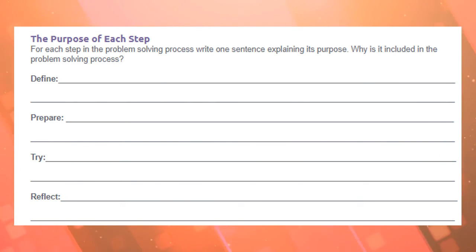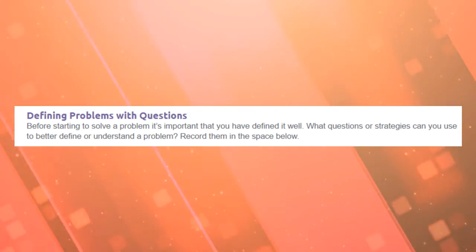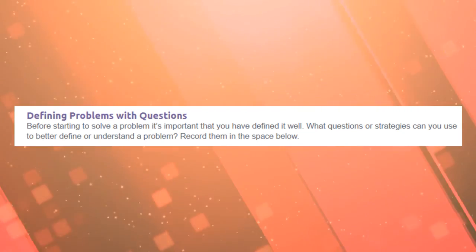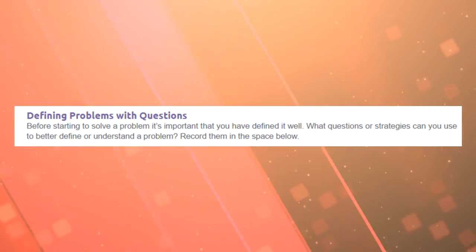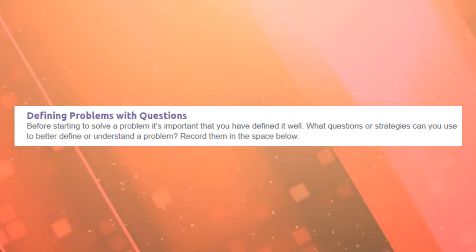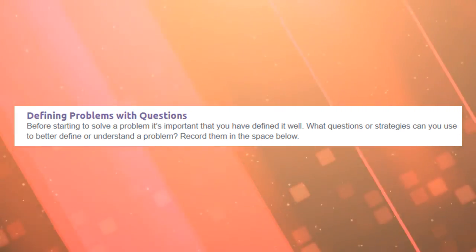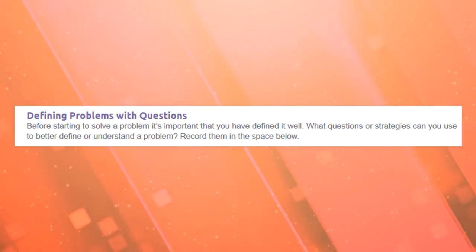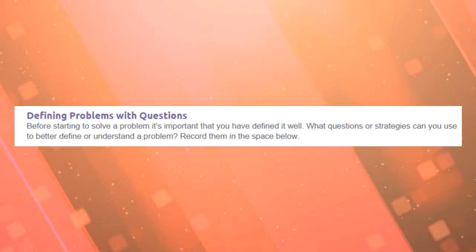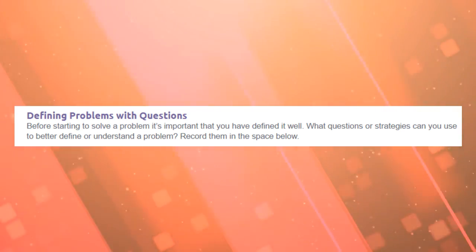The last thing to do is to fill in the purpose for each step in the problem-solving process. Write one sentence explaining its purpose. Why is it included in the problem-solving process? And then define problems with questions. Before starting to solve problems, it's important that you have defined it well. What questions or strategies can you use to better define or understand a problem? Record them in the space below.